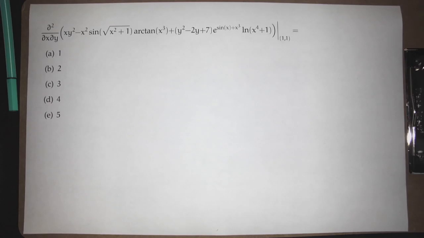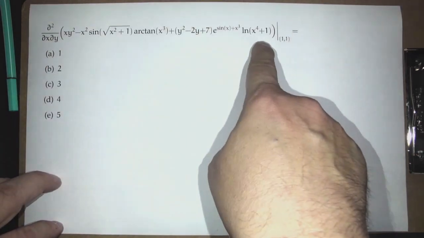Okay, so let's start with our nice simple warm-up problem. Partial squared, partial x, partial y. This means second order derivative because of that 2 there. We're going to take a derivative once with respect to y, once with respect to x. There's this long function. I won't say it all out.